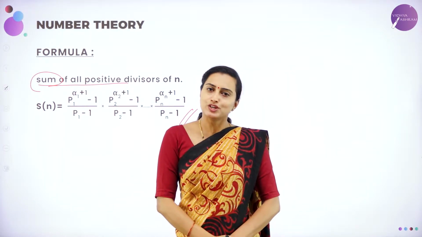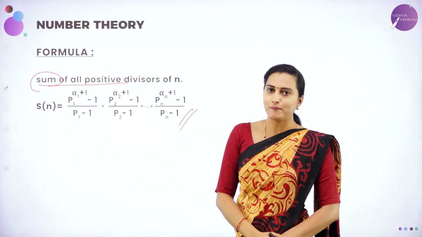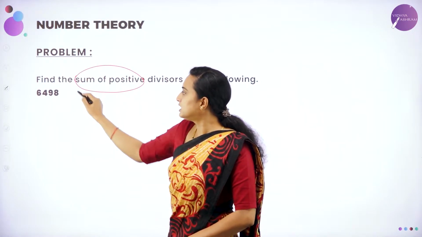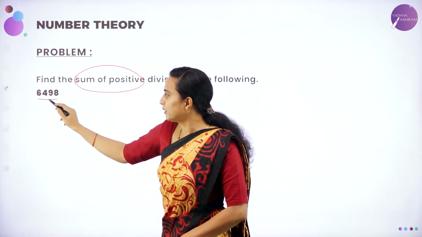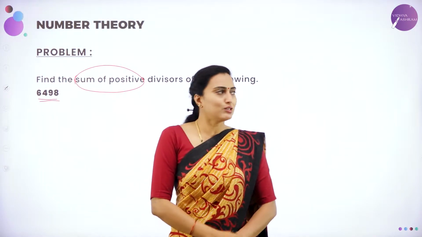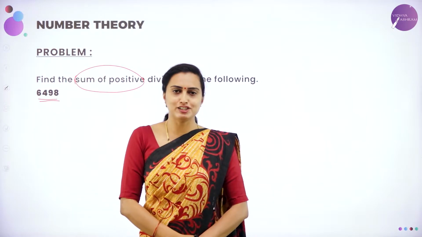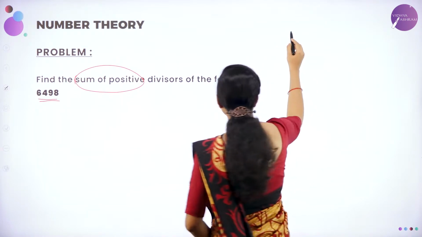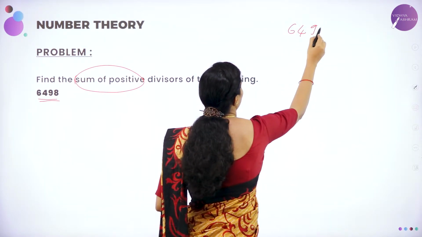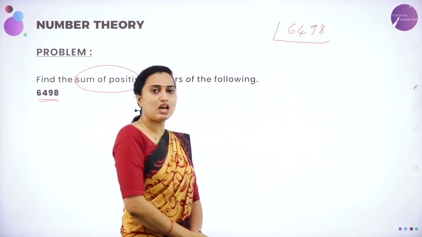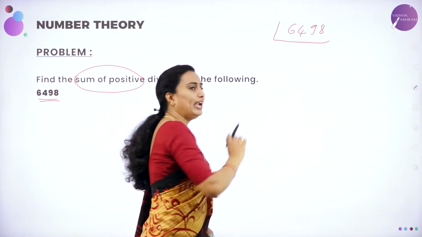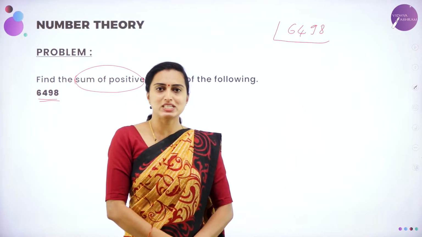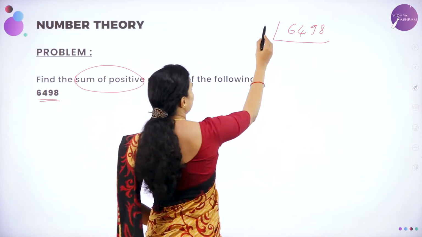Now let us move on to solving problems based on this formula. Here we have the problem: find the sum of all positive divisors of the following number, which is 6498. So now let us find it by the prime factorization method, and then we are going to apply the formula. 6498 can be written in terms of its prime factors. Now you know, dear students, a number ending with an even digit is divisible by the even prime number, which is nothing but 2. So now let us try to divide by 2 here.